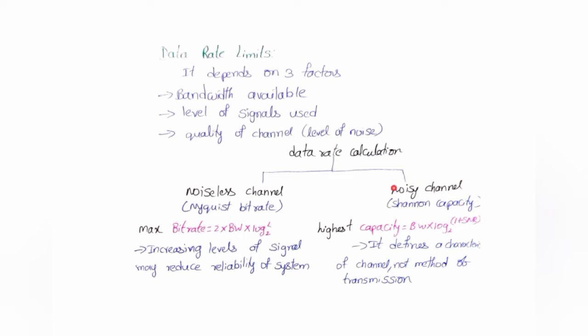Next one is the noisy channel, that is the Shannon capacity. Here the highest capacity, that means the highest amount of data that we can send through a noisy channel, is bandwidth into log base 2 of 1 plus signal to noise ratio. Normally a channel cannot be noiseless. There will be some noise in the transmission medium while transmitting, right? So the Shannon capacity formula is highest capacity equals bandwidth into log base 2 of 1 plus signal to noise ratio.